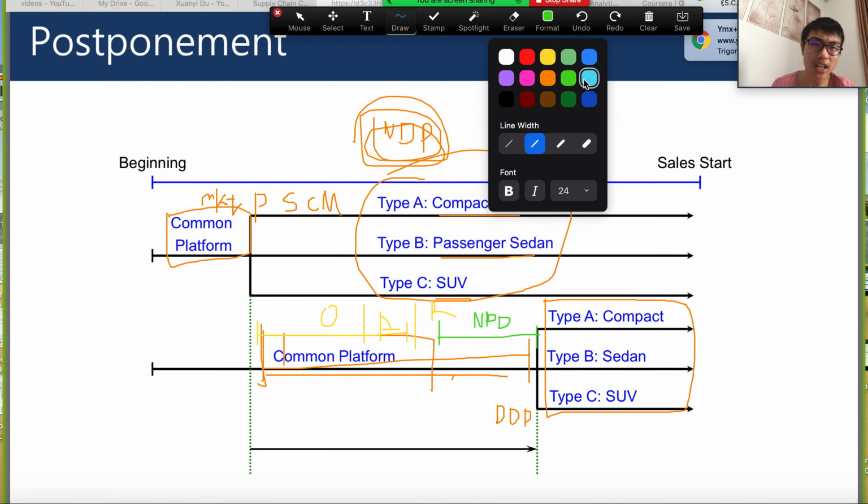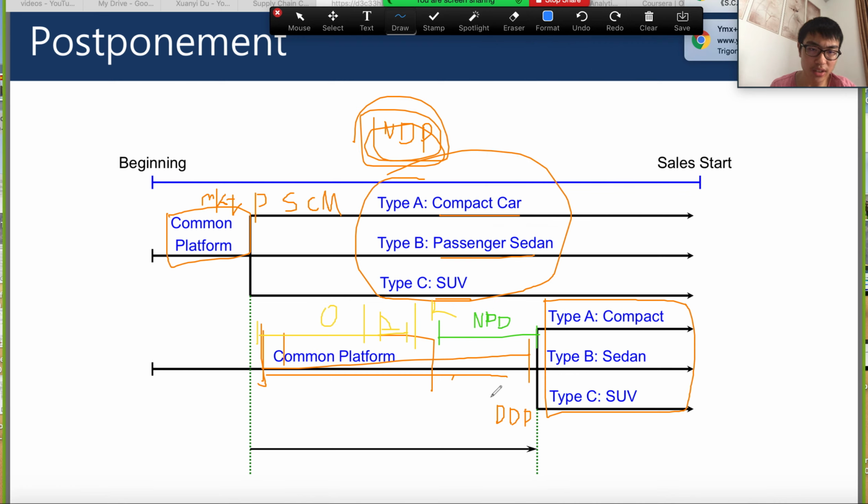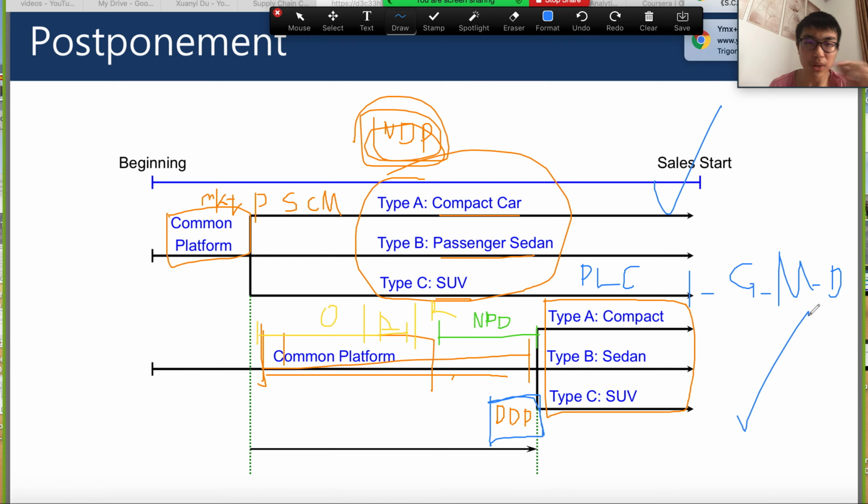And after this, they'll reach their delay differentiation point. And after they reach the delay differentiation point, now they are beginning their product life cycle. So now they are starting to sell this car from the introduction to growth, then to maturity to decline. So they'll follow the same curve as what other normal businesses do in this case. So when we are applying this postponement strategy, they are selling this product later. And they will break out.